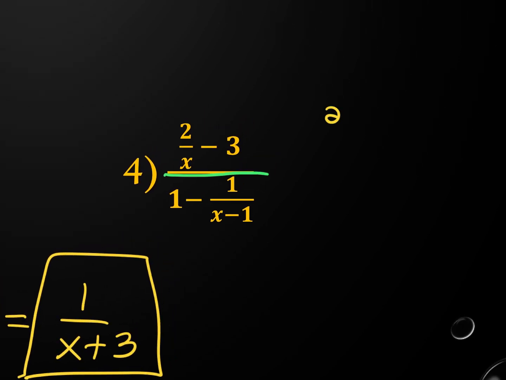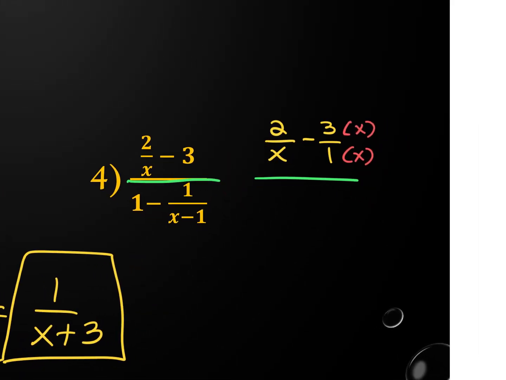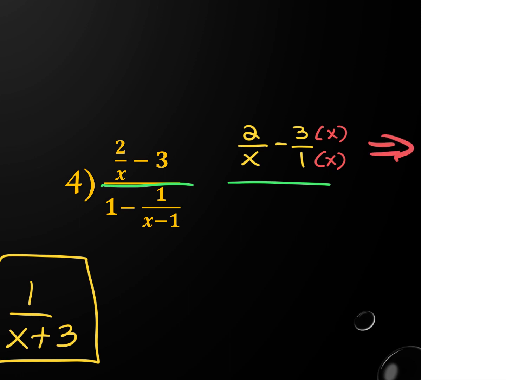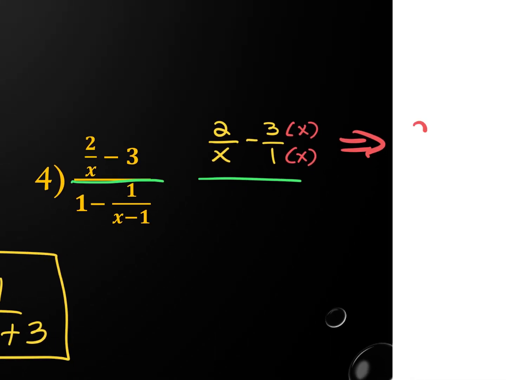So I have 2 over x, and I'm going to change the 3 over 1. I need to find a common denominator here. My common denominator is going to be x. So my first fraction is good, but my second fraction, I need to multiply it by x, so it'll get a denominator of x. Remember, whatever you do to the bottom, you got to do to the top. So now my new fraction here for the numerator is going to be 2 minus 3x over x.